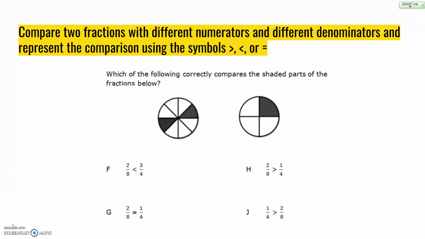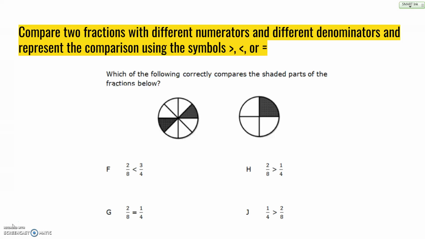They're going to compare 2 fractions with different numerators and different denominators and represent the comparison using the symbols greater than, less than, or equals. Which of the following correctly compares the shaded parts of the fractions below? And again, before they start, I would really encourage the students to label each of these pictures, to label that one represents 2/8 and to represent and label that the other one represents 1/4. And then they're going to start looking down at the comparisons.